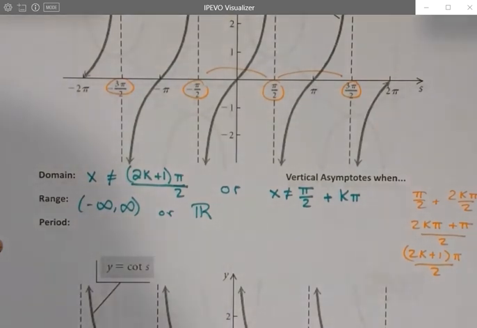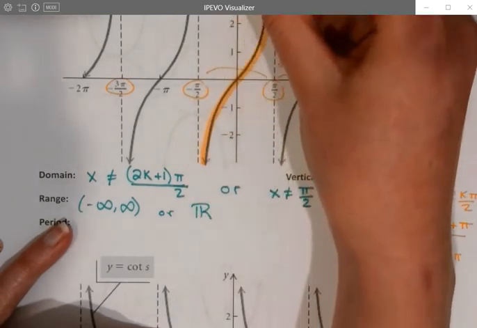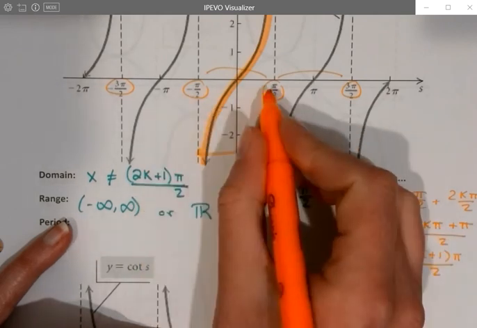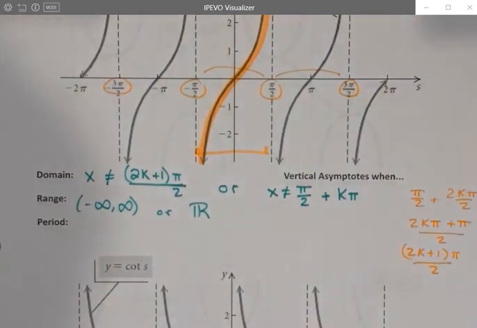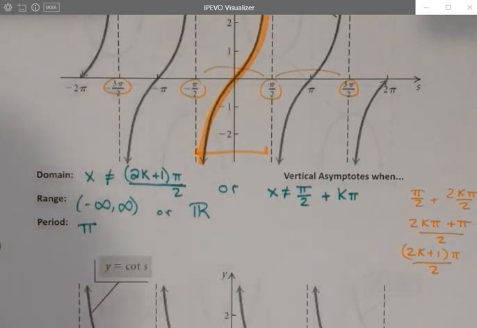Okay. Now the period of sine and cosine was 2 pi, but the period for tangent, if I highlight one of it, repeats in a distance that is just pi wide, right? Pi halves to negative pi halves, just pi wide. So the period of tangent is just pi, not 2 pi.